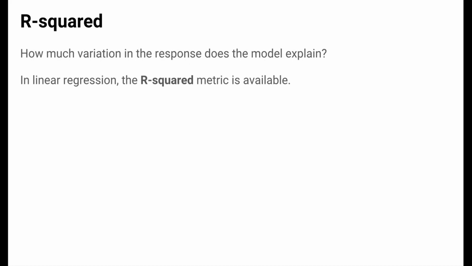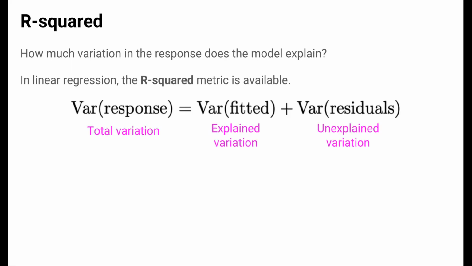To answer question 2, how much variation in the response does the model explain, we have the R-squared metric in linear regression. R-squared is derived from the following fact. The variance of the response values is equal to the sum of two other variances: the variance of the fitted values from a regression model plus the variance of the residuals from that model. We can describe the variance of the response values as total variation because it is a measure of how much the responses vary. We can describe the variance of the fitted values as explained variation because the fitted values are what our model is able to predict or explain. And similarly, the variance of the residuals can be described as unexplained variation.